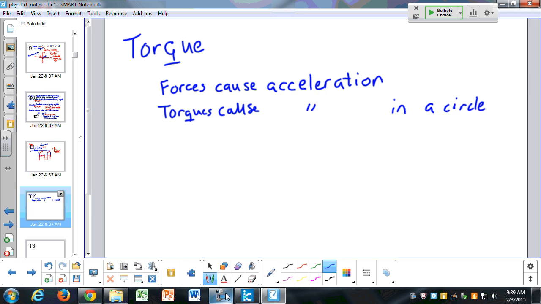They cause things as... Caitlin? Yeah, as you said, rotary? Yeah, they cause things to rotate. So torques cause rotation.